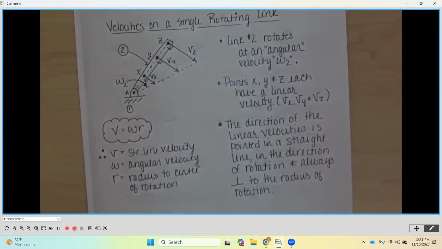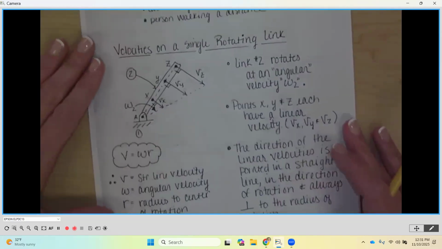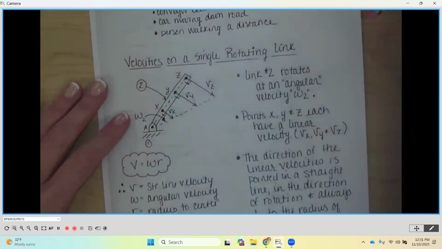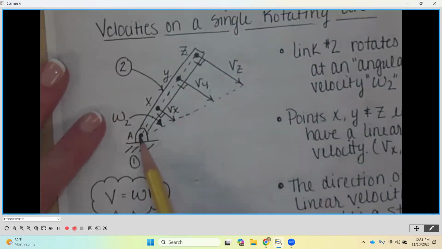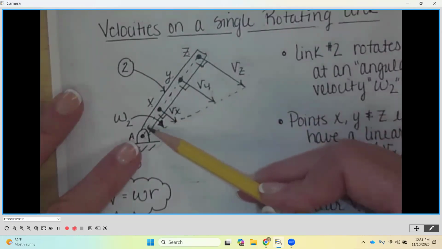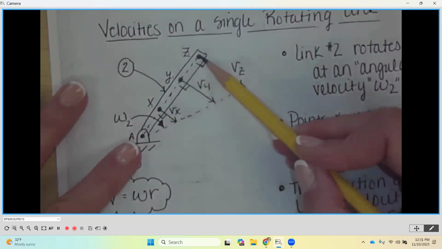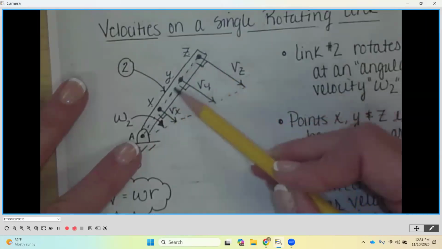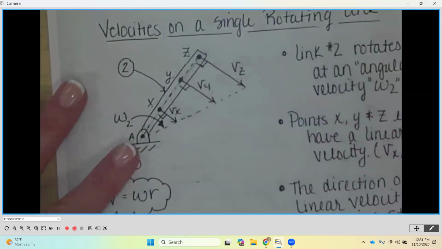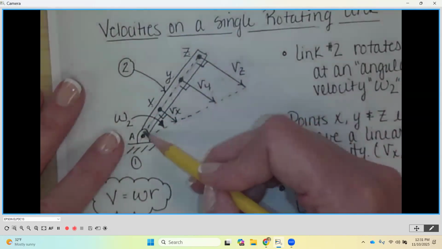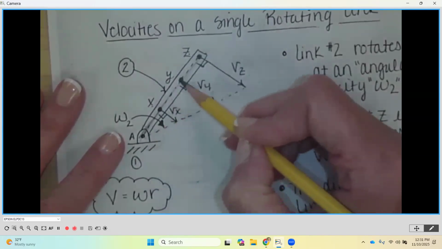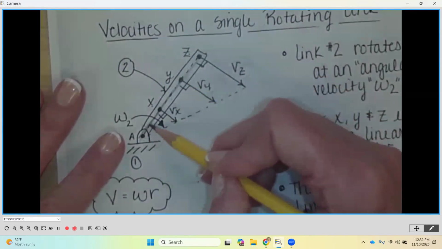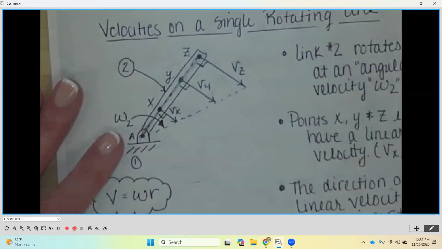Now, directions. The direction of the linear velocities are going to point in a straight line direction in the direction of rotation, but also perpendicular to their radius back to the center of rotation. So if we look here, you'll notice that our fixed center A. And if I draw a straight line, which happens to be all the way through each one of these points, this line right here is going to be the radius of rotation to that point, okay? So the radius of rotation to point X, the radius of rotation to point Y, and the radius of rotation to point Z, okay?